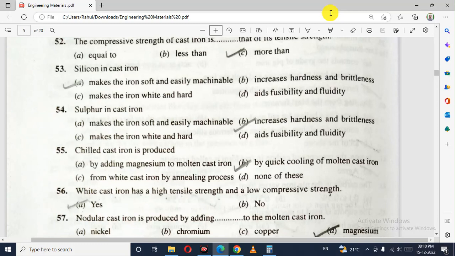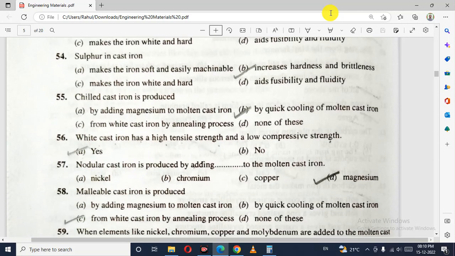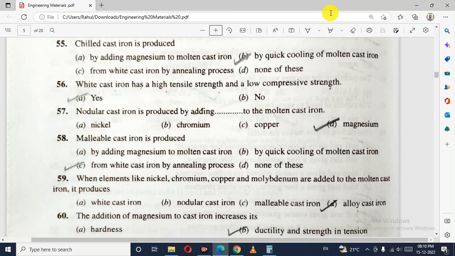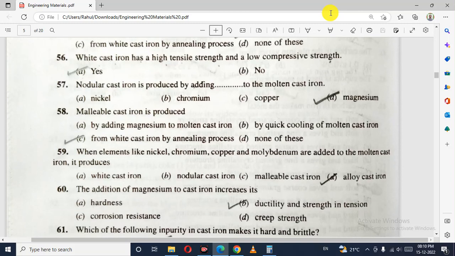Nodular cast iron is produced by adding magnesium to the molten cast iron. Malleable cast iron is produced from white cast iron by the annealing process. When elements like nickel, chromium, copper, and molybdenum are added to the molten cast iron, alloy cast iron is produced. The addition of magnesium to cast iron increases ductility and strength in tension.